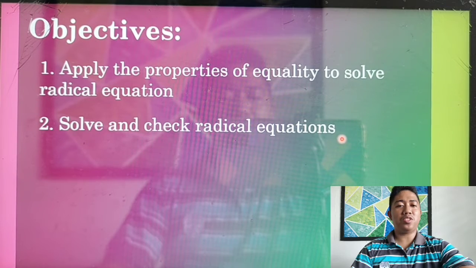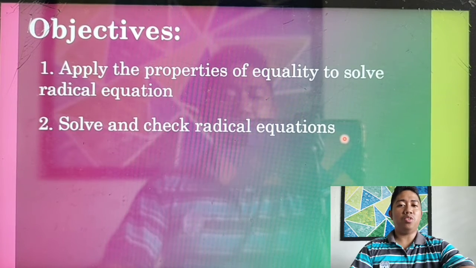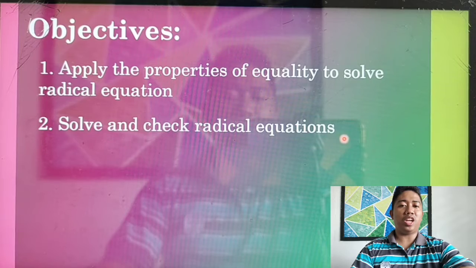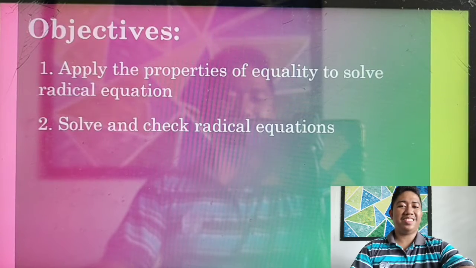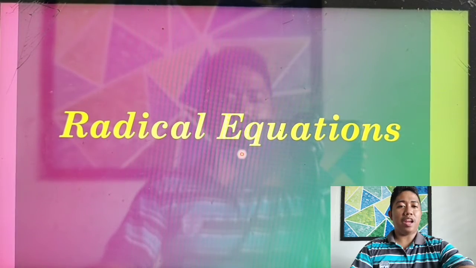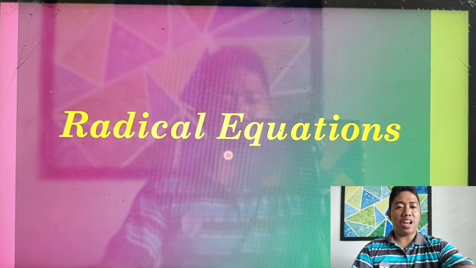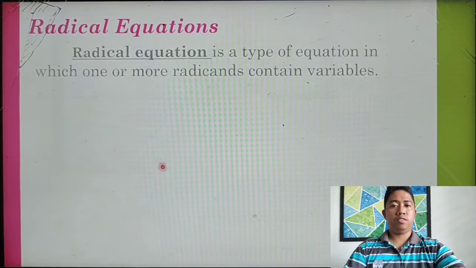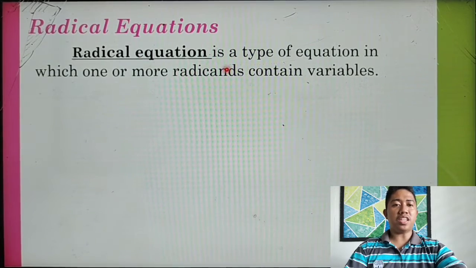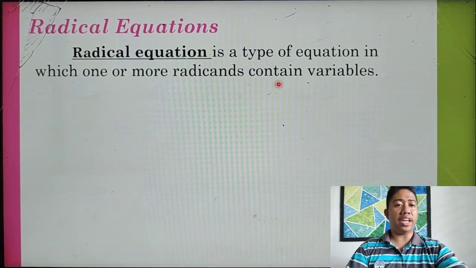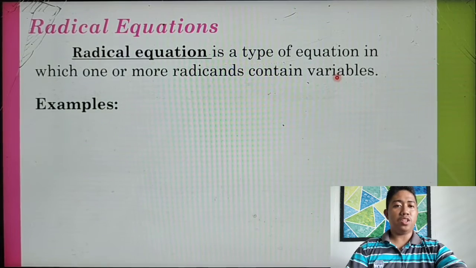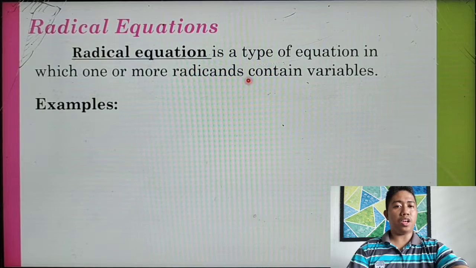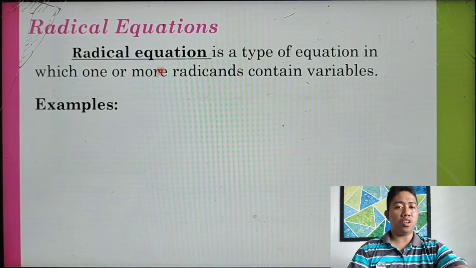So my dear learners, students, and viewers, are you ready to study and learn more about radical equations? So let's start. Today, we are talking about radical equations. So what is a radical equation? A radical equation is a type of equation in which one or more radicands contain variables. Here are some examples of what a radical equation looks like.